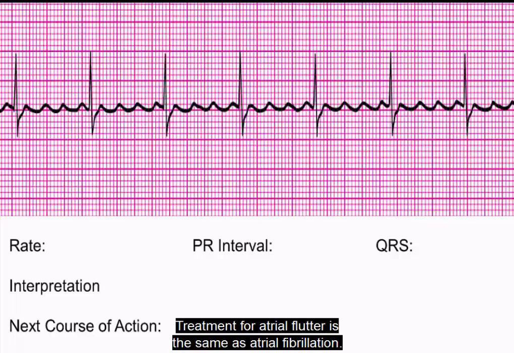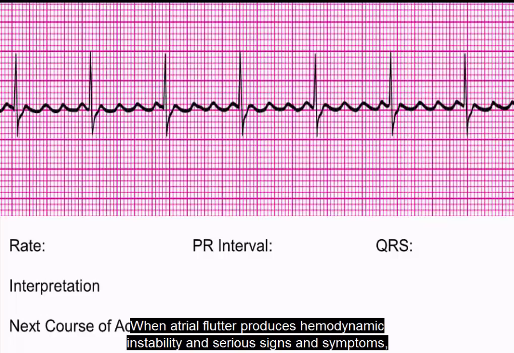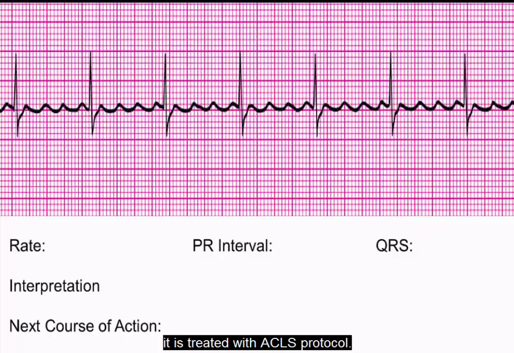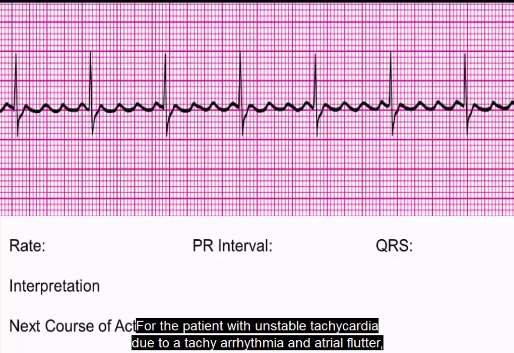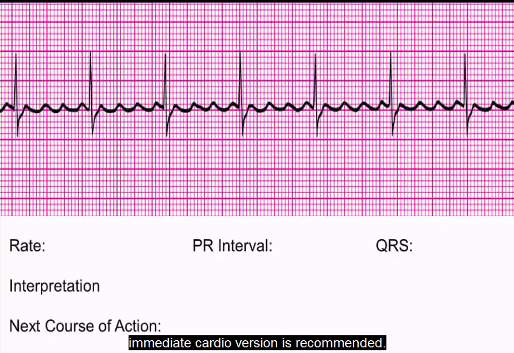Treatment for atrial flutter is the same as atrial fibrillation. When atrial flutter produces hemodynamic instability and serious signs and symptoms, it is treated with the ACLS protocol. For the patient with unstable tachycardia due to a tachyarrhythmia and atrial flutter, immediate cardioversion is recommended.